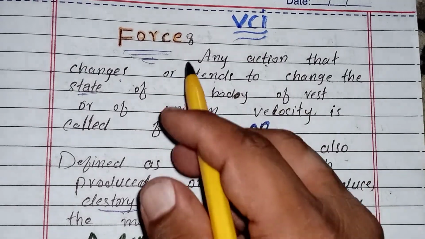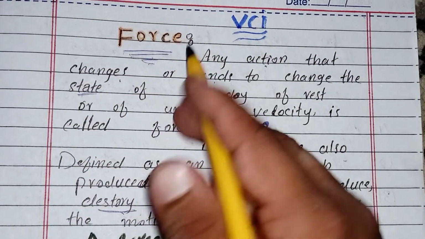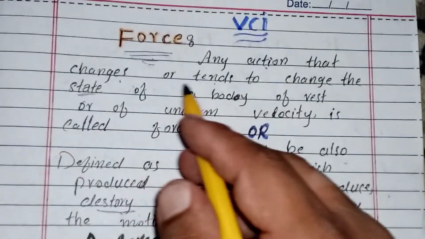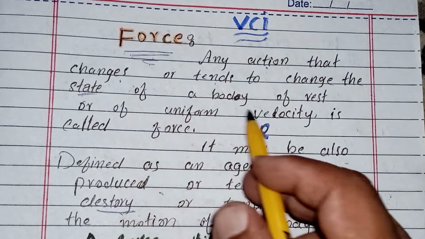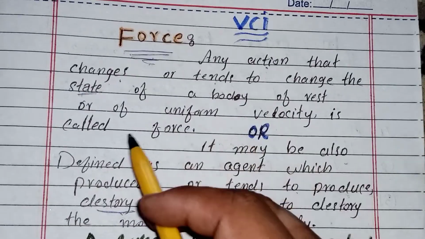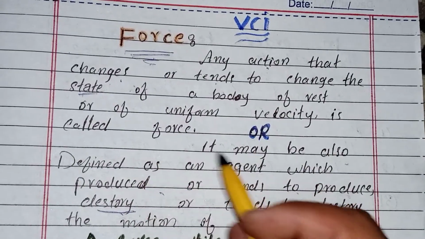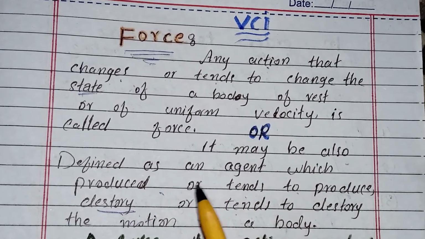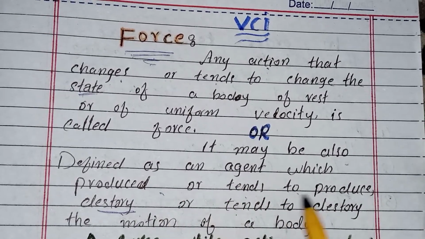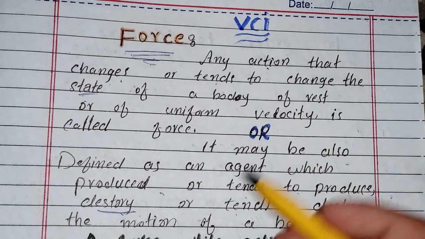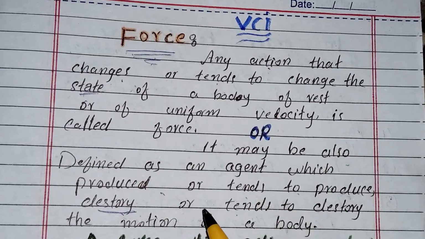We are going to explain the force. So, force can be defined as any action that changes or tends to change the state of a body at rest or of uniform velocity. Or it may also be defined as an agent which produces or tends to produce, destroys or tends to destroy the motion of a body.